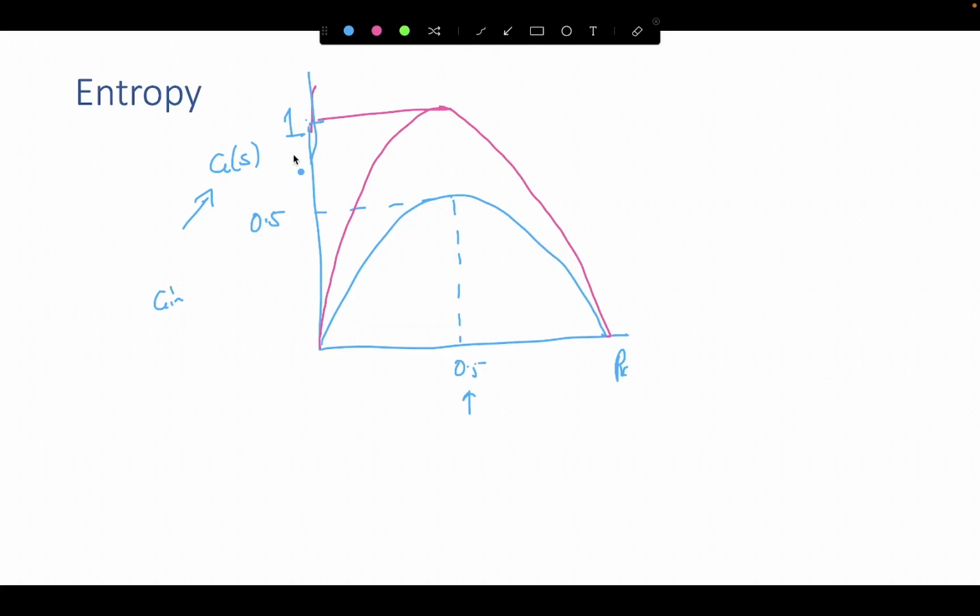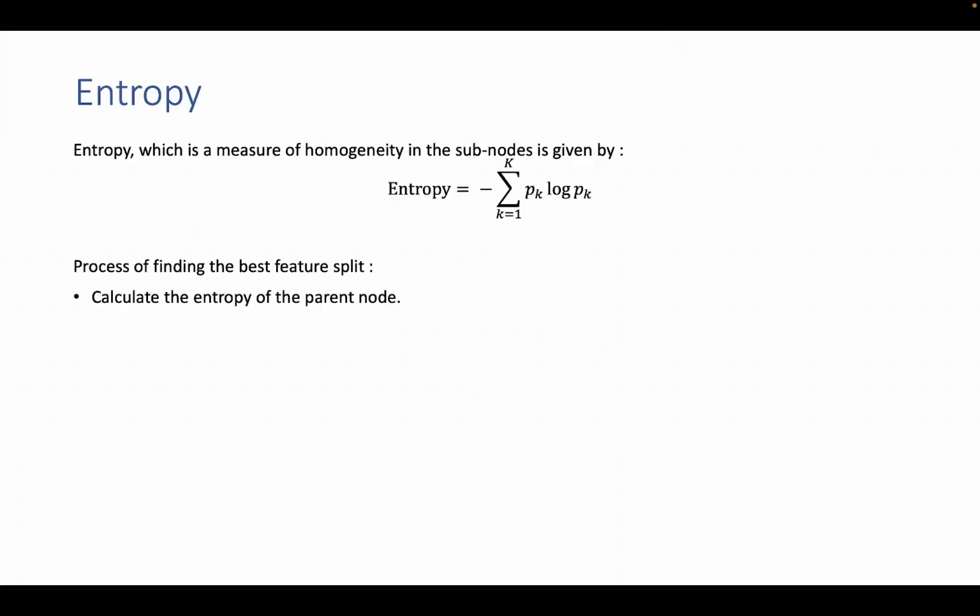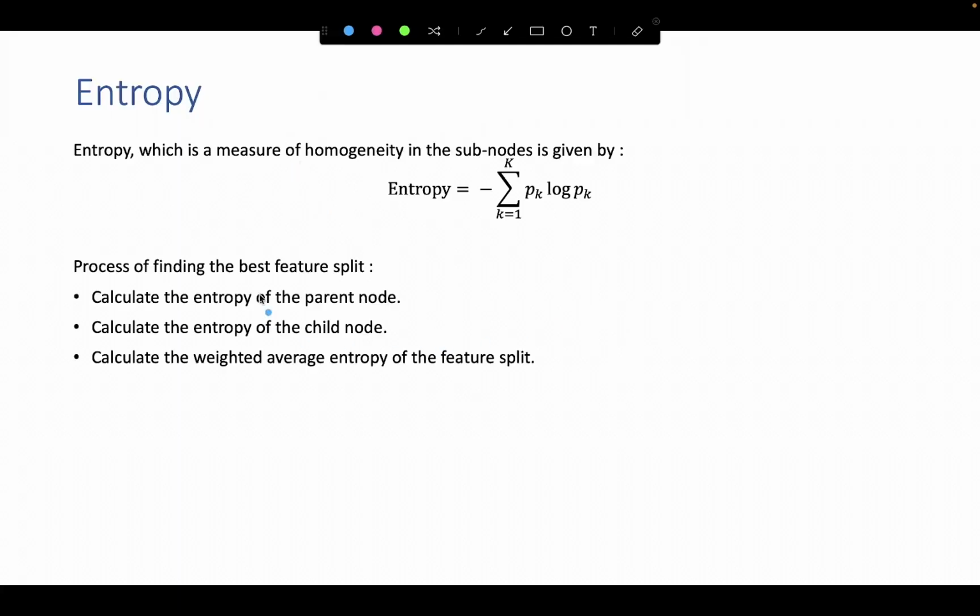So please understand this difference in the maximum possible values for both entropy as well as Gini impurity. In the next session, we are going to mostly discuss how you calculate the weighted entropy value in order to understand what could be the right feature split. These are 3 different steps which we can incorporate in order to find the best feature split. First, we'll calculate the entropy of the parent node as well as the entropy of the child nodes. Finally, we'll compute the weighted average entropy of the feature split. Just like we computed weighted Gini impurity to understand if the feature split is the right one or not, we'll also calculate the weighted average entropy value to assess if the feature split is the right one or not.